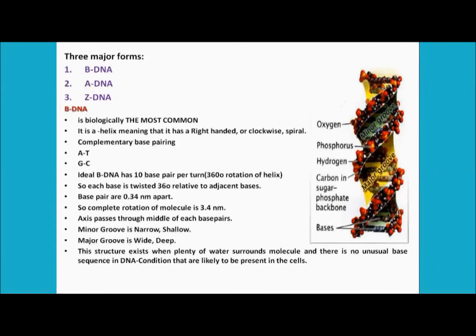The next thing is that this structure exists when plenty of water surrounds the molecule. So you will get the B form of DNA only when there is plenty of water, and it is most common in a living cell. Thus there are no unusual base sequences in the DNA likely to be present in a cell. So in a living cell, or where there is plenty of water, the B form of DNA predominates over the other forms. The B DNA structure is the most stable configuration for a random sequence of nucleotides under physiological conditions, right?